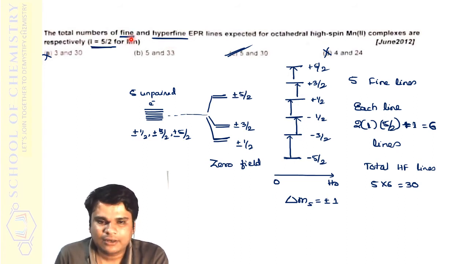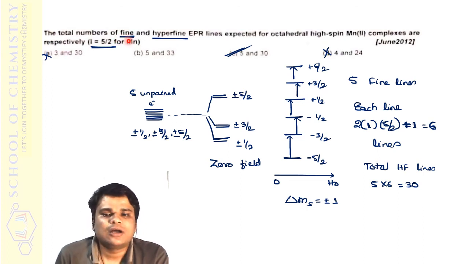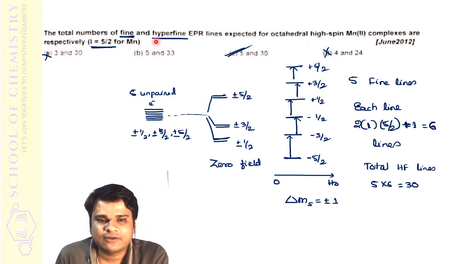So fine lines are because of zero field splitting. Though many transitions are possible, one intense signal is expected, and that will resolve into multiple signals because of zero field splitting, which is called fine splitting or fine lines. Then whenever it couples with the nuclear spin of the nucleus present there, we will call that hyperfine splitting. I explained this yesterday.